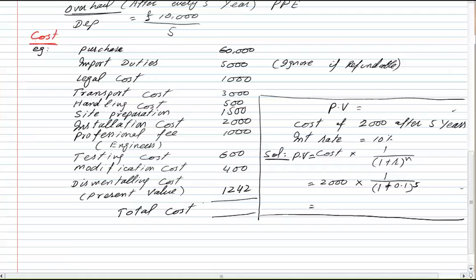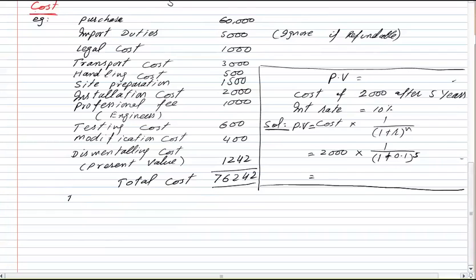76242. Okay. So this is the total cost. Debit would be property, plant and equipment, and credit would be, if we have already paid the amount, then it would be cash, or if we have not paid the amount yet, then it would be payable. So debit would be property, plant and equipment 76242, and credit would be cash or payable 76242.